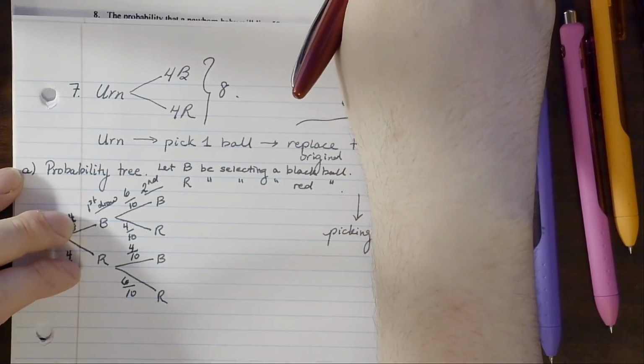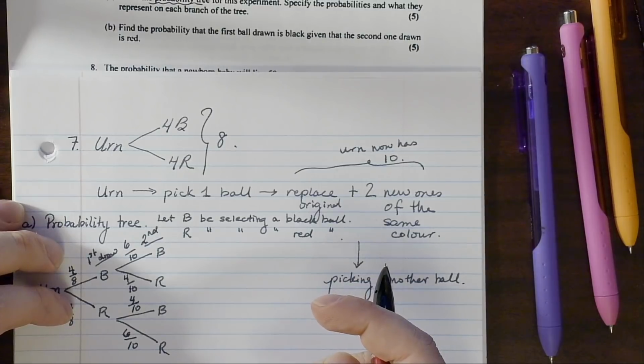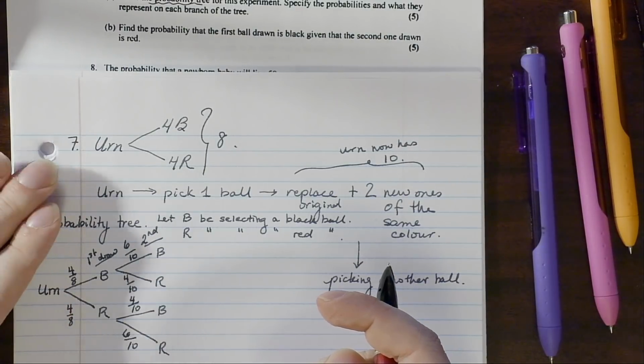So I've done my probability tree. And then the next question says, what is the probability that the first ball drawn is black, given that the second one drawn is red?